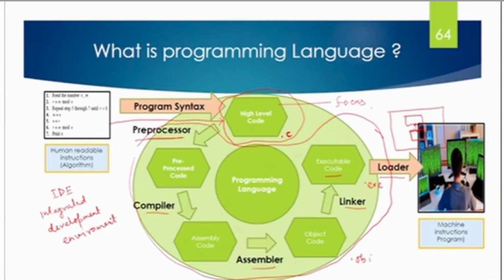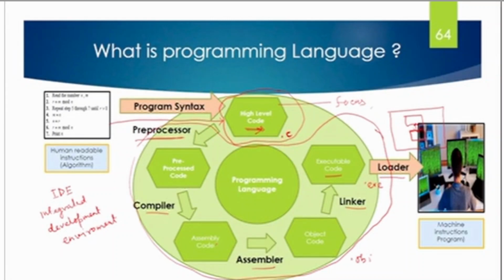So, if we use an integrated development environment, then you just give this high level code, and C will automatically execute all the remaining programs one after another. That means the preprocessor, compiler, assembler, linker, and loader. You don't need to bother. But if you don't have any IDE, then first you need to take this high level code and run the preprocessor program, get the preprocessed code, and then again you run a compiler.